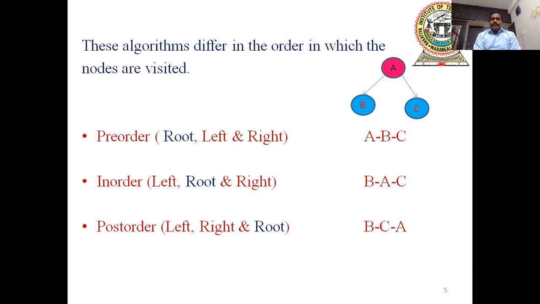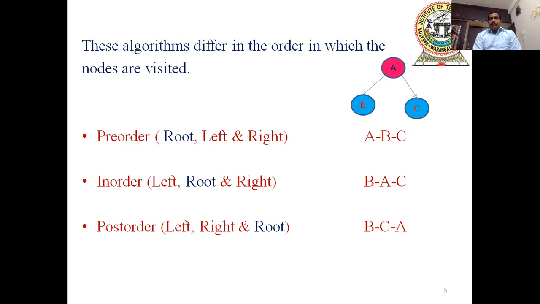What is the in-order technique? The name itself shows it: in means in between left and right. The root will be in between left and right. So first we visit the left node, then the root node, finally the right node. If we visit in this order, it is called in-order traversal. With this diagram, we start with left B, then root node A, then right child C. The traversal order is B, A, C.